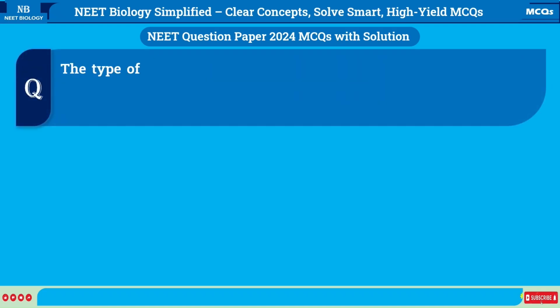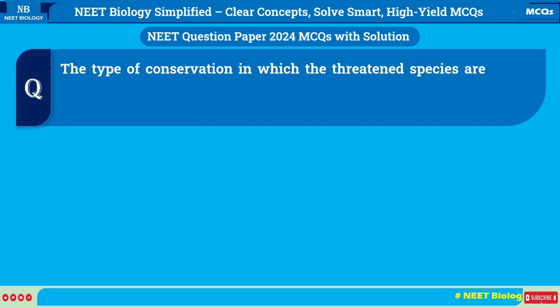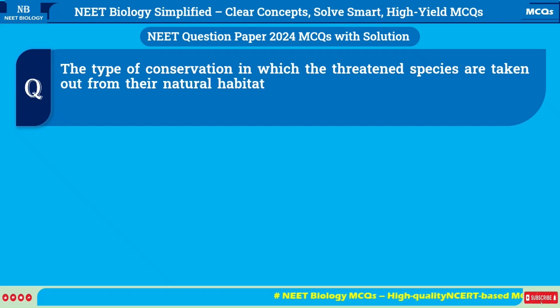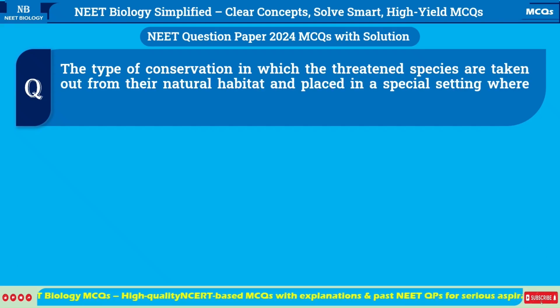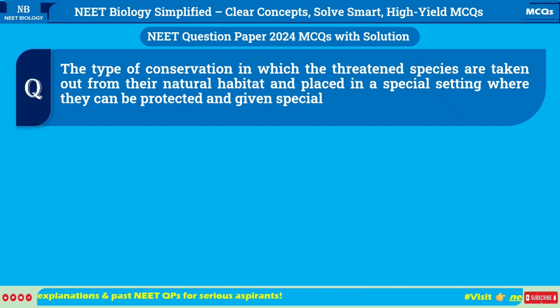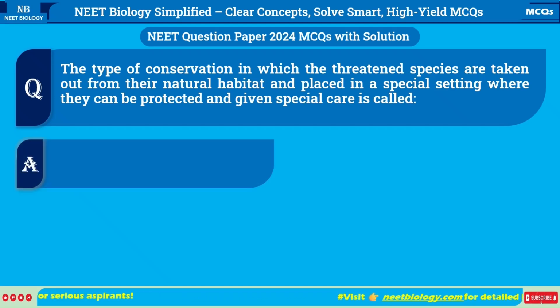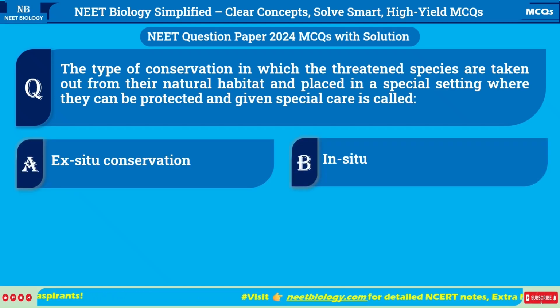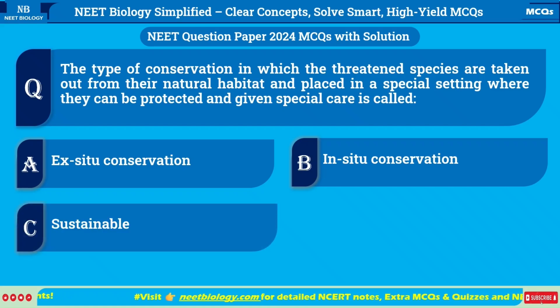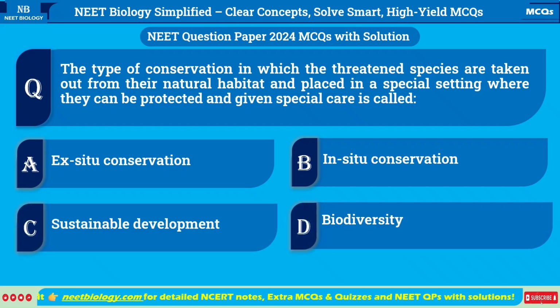The type of conservation in which the threatened species are taken out from their natural habitat and placed in a special setting where they can be protected and given special care is called: A. Ex situ conservation, B. In situ conservation, C. Sustainable development, D. Biodiversity conservation.